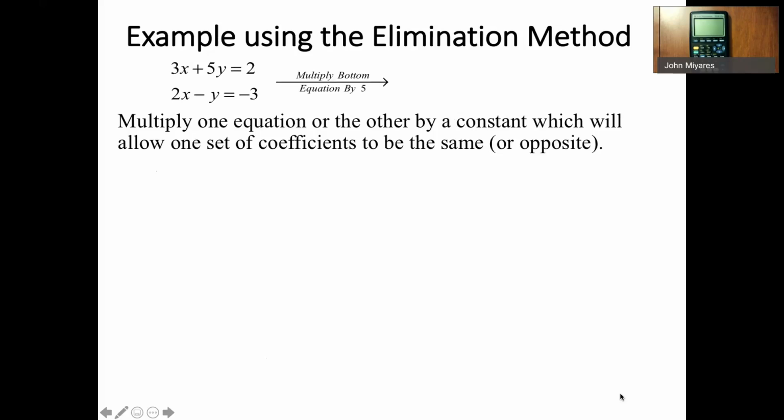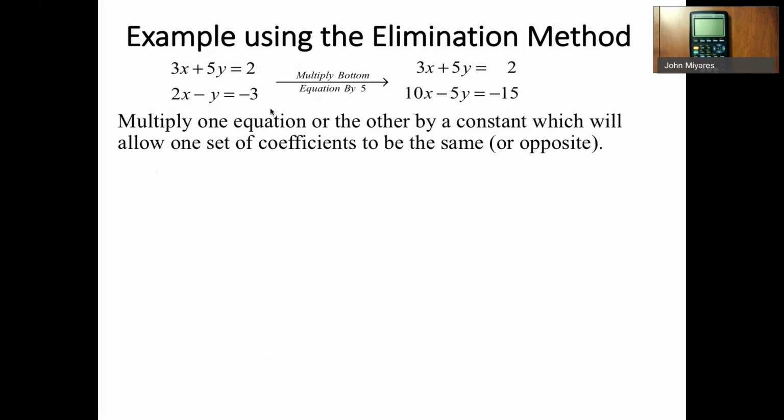Here I'm going to multiply the bottom equation by 5, because I see if I did that, I'm going to have a minus 5y in the bottom equation that I can combine with the plus 5y in the top equation. Then when I add the two equations together, that will allow the y terms to cancel out completely. Doing this makes our bottom equation turn into 10x minus 5y equals negative 15, which is algebraically equivalent to 2x minus y equals negative 3.